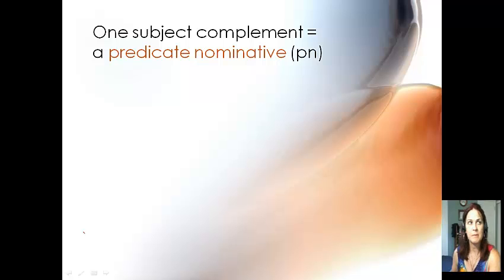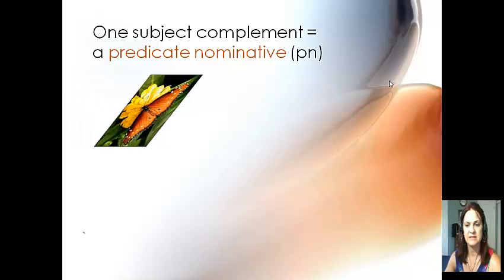And if you remember a month ago, we listed 2 types. In this lesson, we're going to list 3 types. And so let's look at these, and then you'll understand how they connect from a month ago to today. So one subject complement is a predicate nominative. And when we do our DGP, the abbreviation is PN for predicate nominative. Now let's look at some examples of predicate nominative.